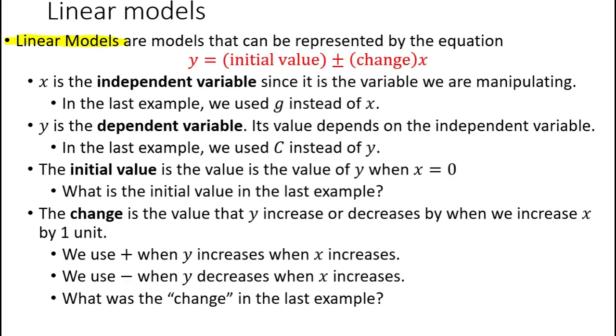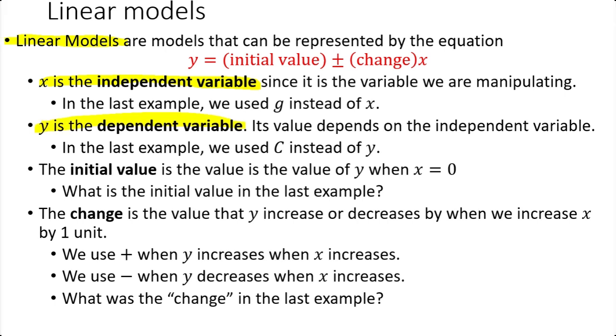Linear models are models that can be represented by the equation y equals some initial value plus or minus a change times the variable x. x is the independent variable. This is the value we are able to manipulate. In the last example, G was used instead of x. We can use any letter we want. Typically in pure algebra, we tend to use x for the independent variable, but we can use any letter.